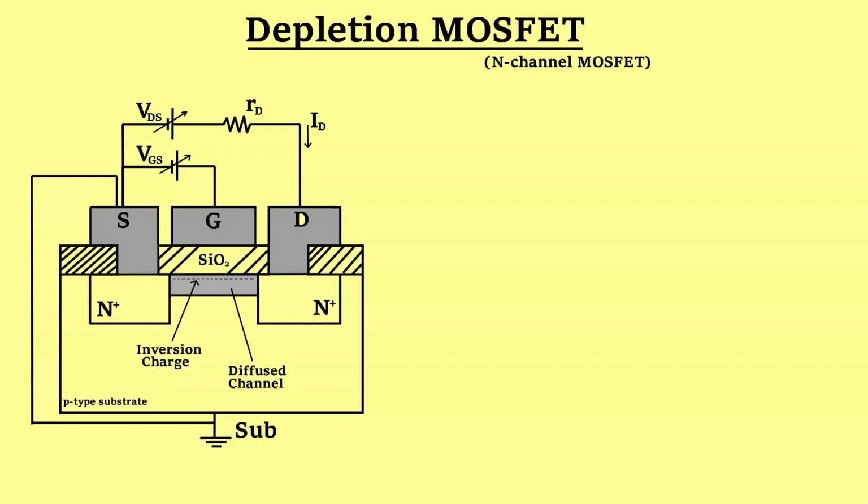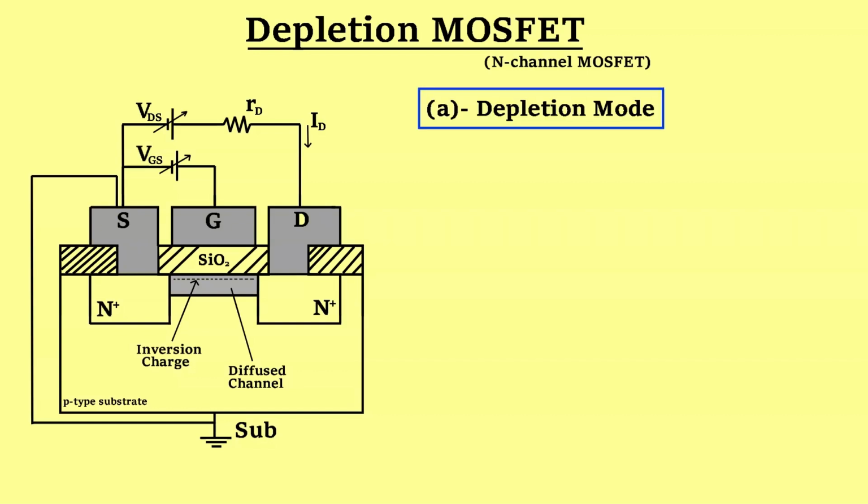In this lecture, we are going to analyze depletion type MOSFET. Considering N-channel MOSFET, to operate depletion type MOSFET under depletion mode, drain is positively biased with respect to the source and gate is negatively biased with respect to source. Consider the case when gate to source voltage is kept 0. In this case, the drain current is maximum, which is denoted by IDSS, referring drain to source saturation current.